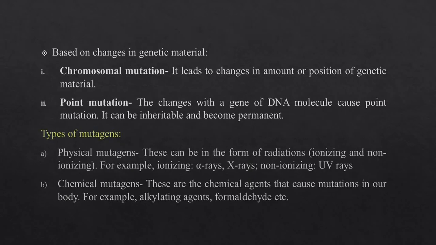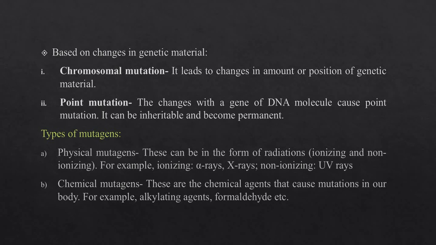Now the second classification of mutations are based on the changes in genetic material. What changes they do cause in the genetic material helps them classify this. The first one is chromosomal mutation, which leads to the change in the amount of genetic material or its position. Second one is point mutation. This is the mutation that occurs within a gene of a DNA molecule. This can be inheritable and can become permanent. That is, it is restricted to a particular parent organism or an offspring and does not get inherited again.